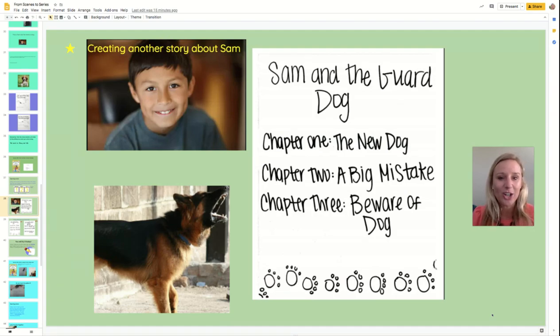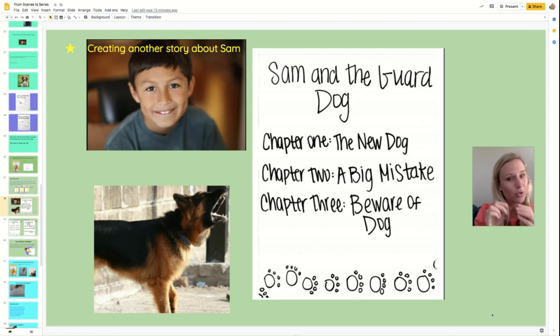So Sam is my character, and he got this really cute dog in the last book. Well, now we have a whole new story, and he's meeting a new dog, as you can tell from the picture. Now, this dog is definitely a little scary. So in chapter one of our new story, Sam and the Guard Dog, he meets this new dog, and he realizes it's not like his other dog. And then he makes a big mistake where he almost gets his hand bitten. And then in the third chapter, he realizes he needs to be more careful. So he needs to beware of the dog.